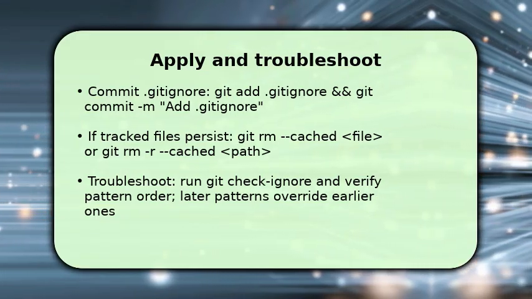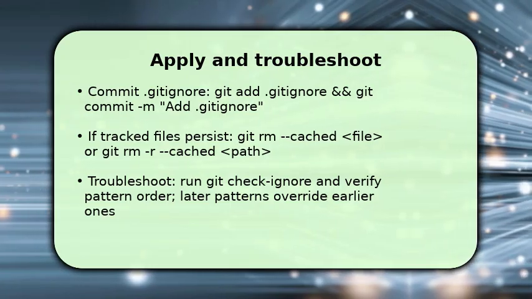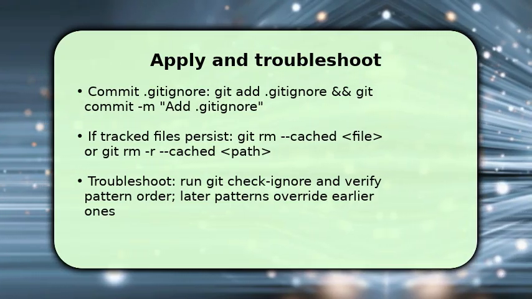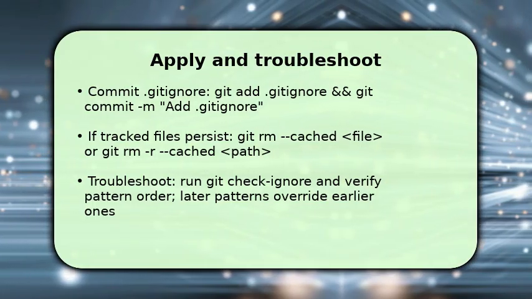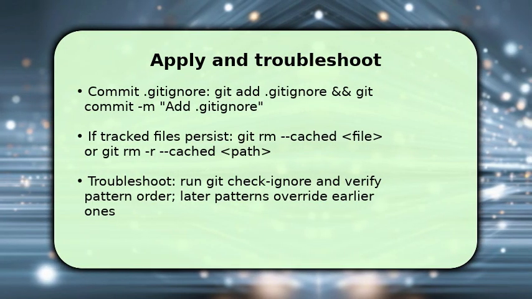If something still goes wrong, run git check-ignore to see which pattern applies. Remember that later rules override earlier ones and negations can restore files. Make sure to push changes so the team gets the update.